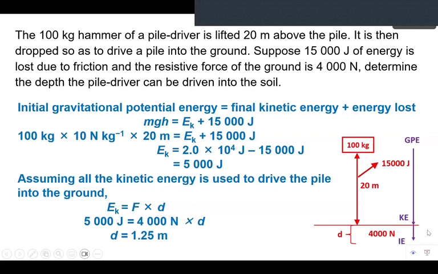Many a time, when you couldn't solve it using the principle of conservation of energy, you need to make use of this formula that work done is force times distance. And the force can come from many different ways. It can come from resultant force or the individual thrust force or air resistance or tension or friction.